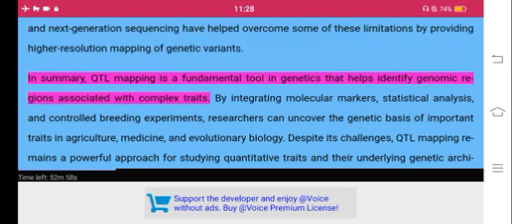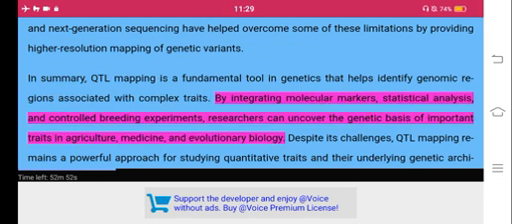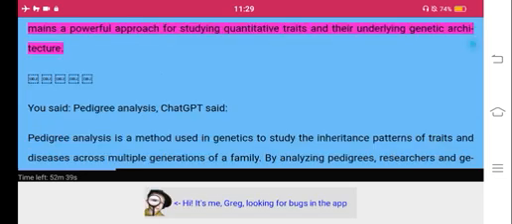In summary, QTL mapping is a fundamental tool in genetics that helps identify genomic regions associated with complex traits. By integrating molecular markers, statistical analysis, and controlled breeding experiments, researchers can uncover the genetic basis of important traits in agriculture, medicine, and evolutionary biology. Despite its challenges, QTL mapping remains a powerful approach for studying quantitative traits and their underlying genetic architecture.